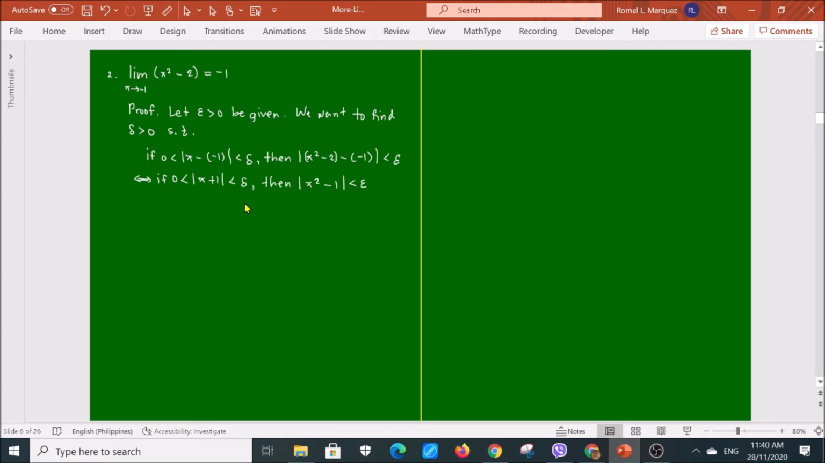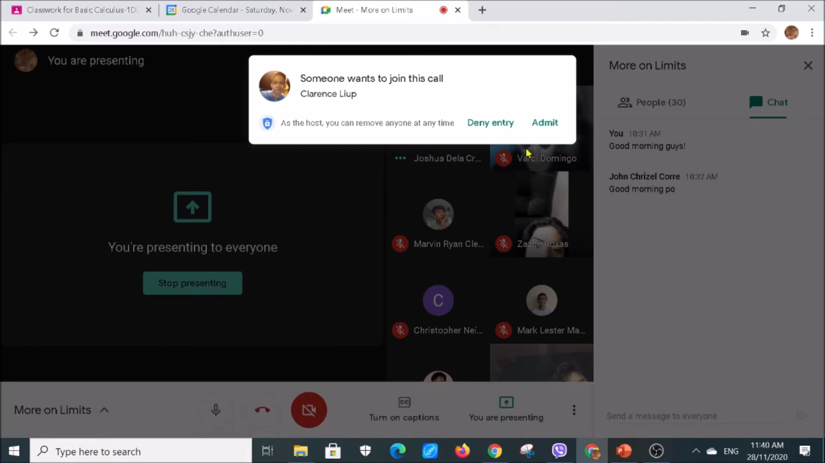But the challenge is to find that delta. How to find that delta in terms of epsilon? So this is how to find it, of course. The first step is finding the appropriate delta. What is that delta that can work, so that this becomes true? Appropriate delta. Still joining or leaving?